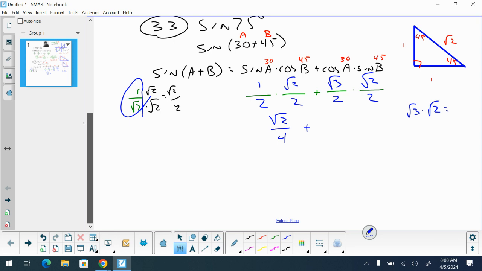Where were you guys at in algebra? Gavin, what's it equal? Square root of 6. Using a property: if I have square root of A times square root of B, it is equal to the square root of A times B. Guess we should have paid a little bit more attention in algebra. So we have square root of 6 over 2 times 2, which is 4.